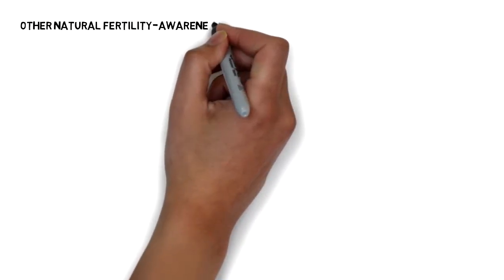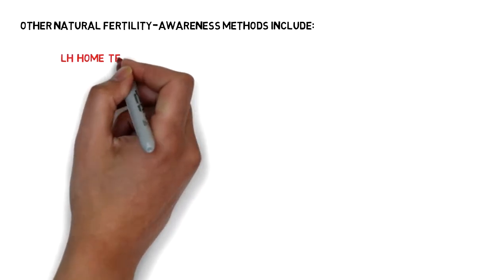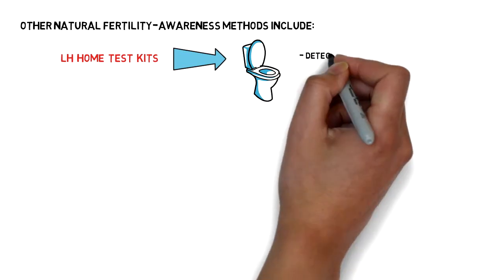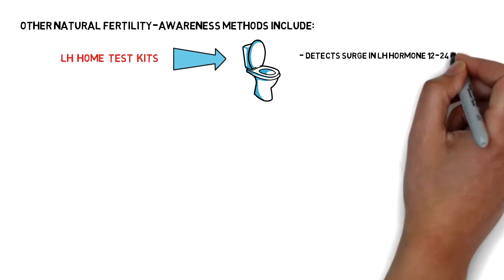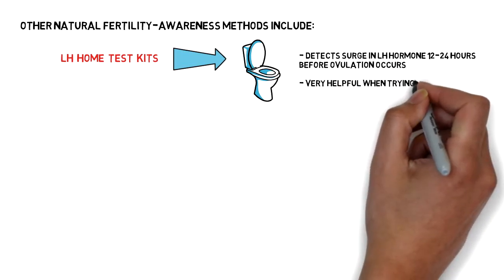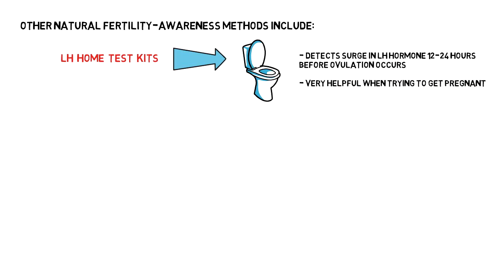Other natural fertility awareness methods include the LH home test kits, which aren't necessarily a method of themselves but can be used with other methods. So they're urine strips that measure the surge of LH hormone in your urine right before ovulation occurs. This helps confirm when in your cycle you ovulate, and it can also be very helpful for when you're actually trying to get pregnant in the future.